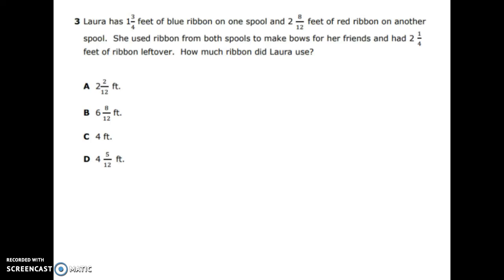Here's question 3 on our adding and subtracting mini assessment for SSI. Laura has 1 3/4 feet of blue ribbon on one spool, and 2 8/12 feet of red ribbon on another spool. She used ribbons from both spools to make bows for her friends, and had 2 1/4 feet of ribbon left over. How much ribbon did Laura use?